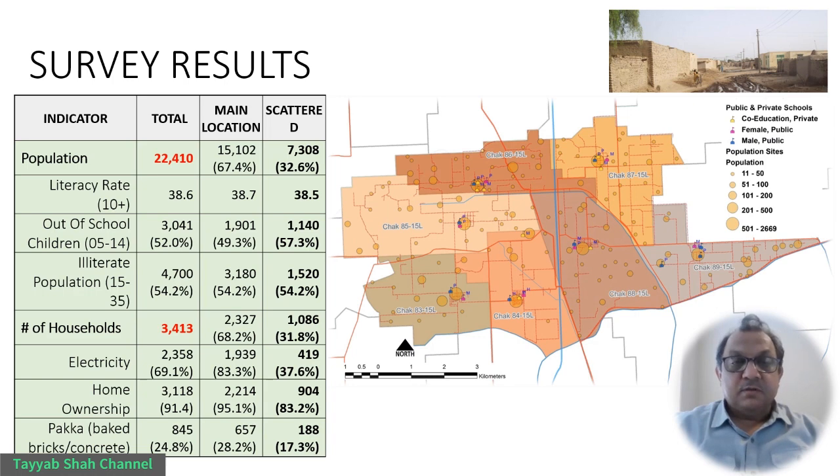Overall, we have over 22,000 population, and over 67% of the population lives in the main locations of the 7 villages, and approximately 32% of the population is scattered, living in small settlements or communities away from the main location. And then we have all the other estimates required for planning purposes. Among them, we collected electricity information, how many households have access to electricity. Home ownership is also there, and we also have the status of the households, whether they are built with bricks or concrete, or use any other material for construction.